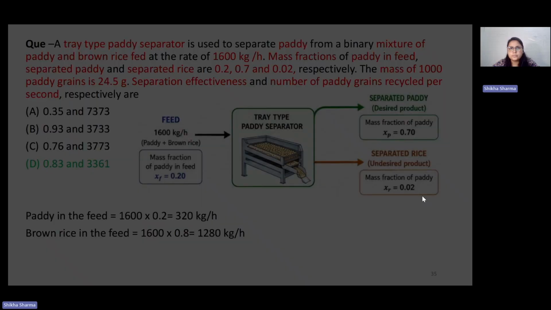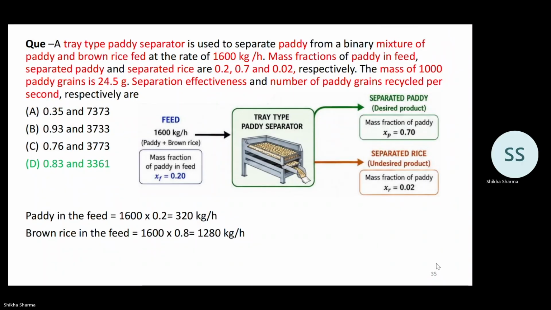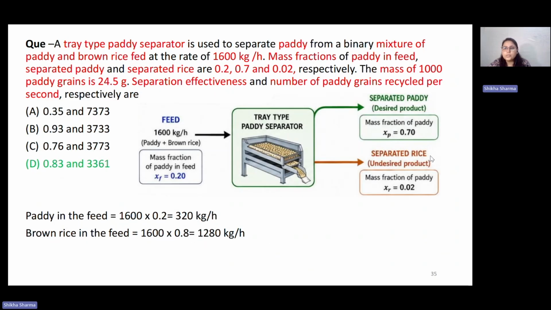Okay, yeah, we were discussing this question. In the separated rice, the paddy fraction is 0.02, and in the separated paddy, the mass fraction of paddy is 0.7, right?